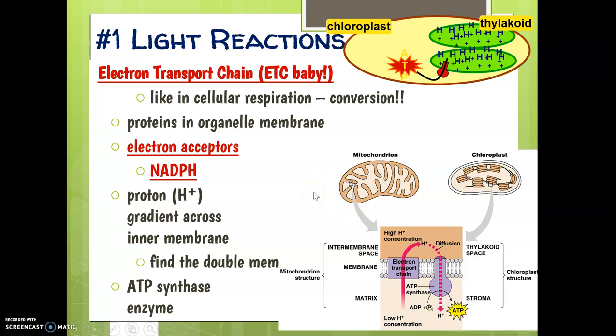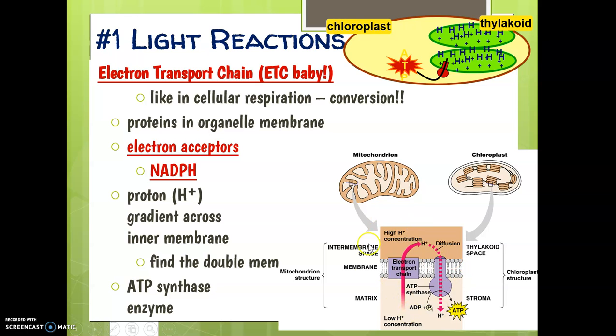So for the light reactions, we have the electron transport chain again. We have to have proteins in the organelle's membrane in order to actually have this protein pump. But this time our electron acceptor is going to be called NADPH. So they just added a phosphate in there. The proton gradient is along the inner membrane of the thylakoid, because remember, chloroplast, that is where photosynthesis is taking place. We are all inside the chloroplast. So they find the double membrane, and that's where ATP synthase enzyme is.